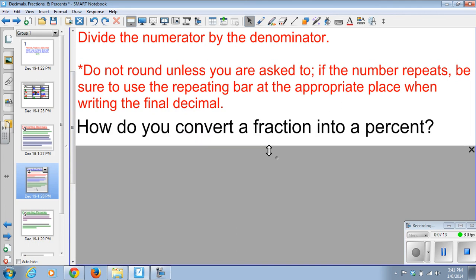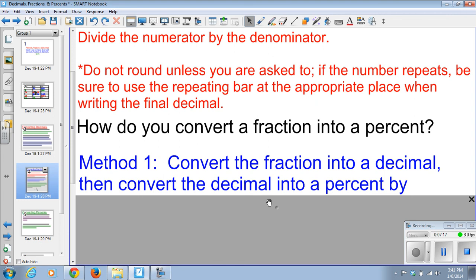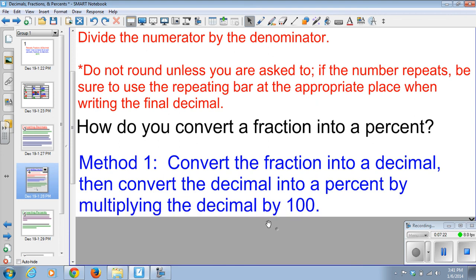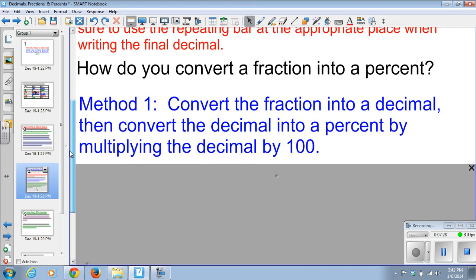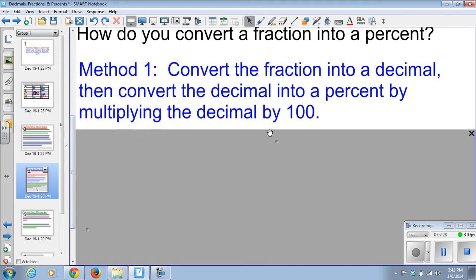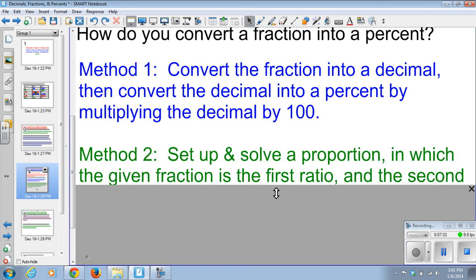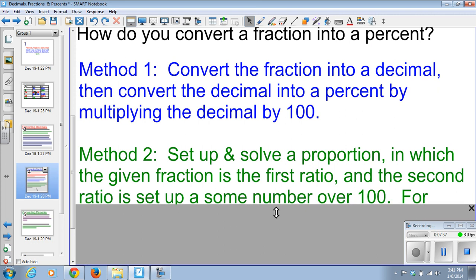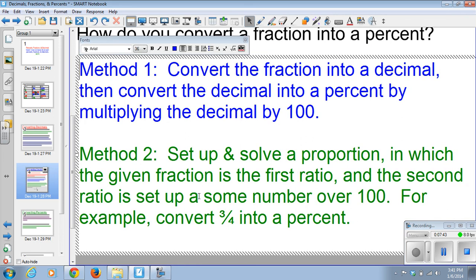What about a fraction to a percent? 2 methods. 1, convert the fraction to a decimal, then convert the decimal into a percent by multiplying the decimal by 100, as described in the previous slide. You could also use proportion for this. Set up and solve a proportion, in which the given fraction is the first ratio, and the second ratio is set up as some number over 100. Sorry, that should say as, not a.